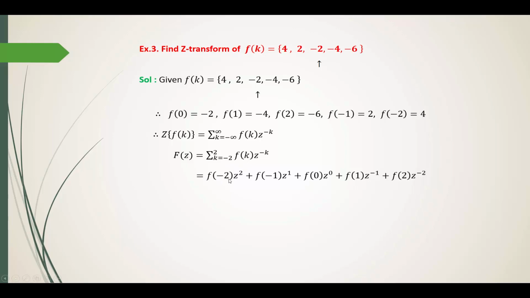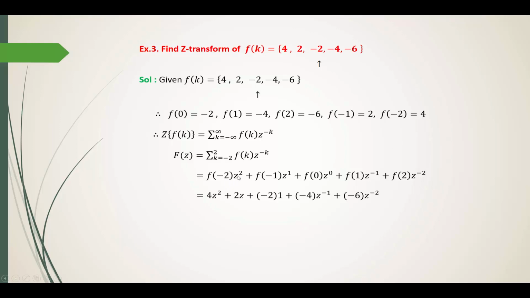So f of -2 z to the power minus of -2 is +2, plus f of -1 z to the power minus of -1 is +1. Put k is 0, so f of 0 z to the power 0. Put k is 1, so plus f of 1 z to the power -1. Put k is 2, so plus f of 2 z to the power -2.